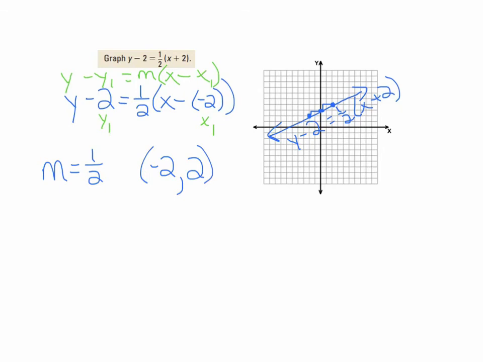All right, here's what I got. I got that my slope was 1/2. I got that the point this line goes through is -2, 2. So I graphed the point -2, 2, and then I used rise over run to find my other points. So anything you need to fix, fix it, and then let's go to the next slide.